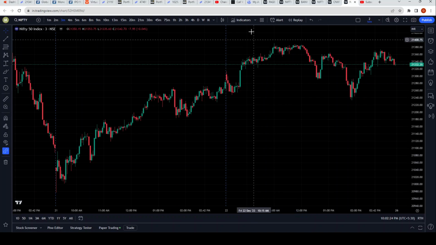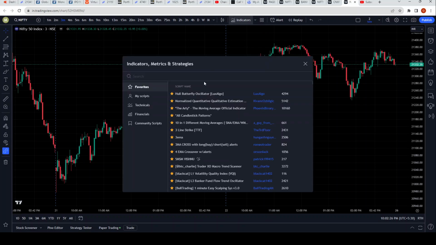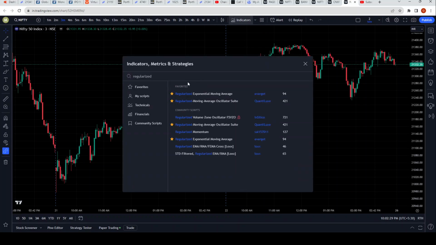So the only indicator that I will use in this example is something called regularized. All right, you can see the spelling over here. The moment I type in regularized, REGULARIZED, I get all these. The one that we will be using is the first one, exponential moving average by Everget. Regularized exponential moving average by Everget.